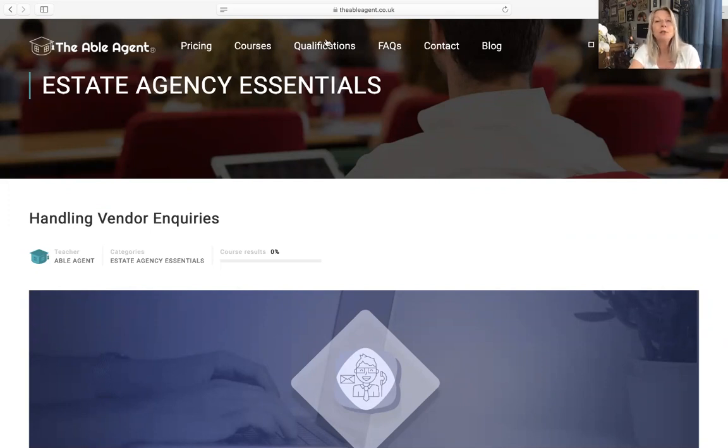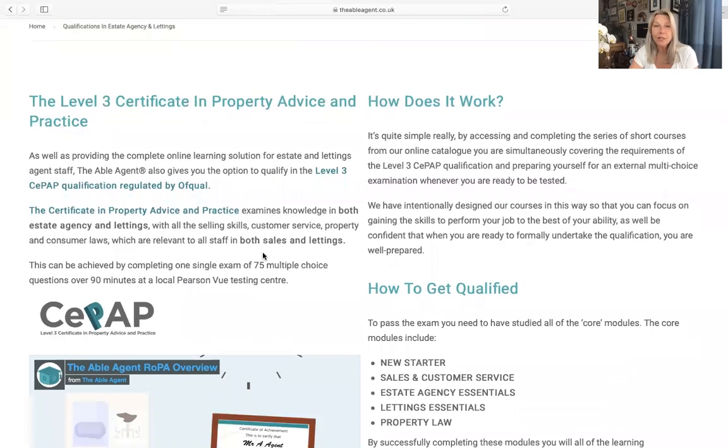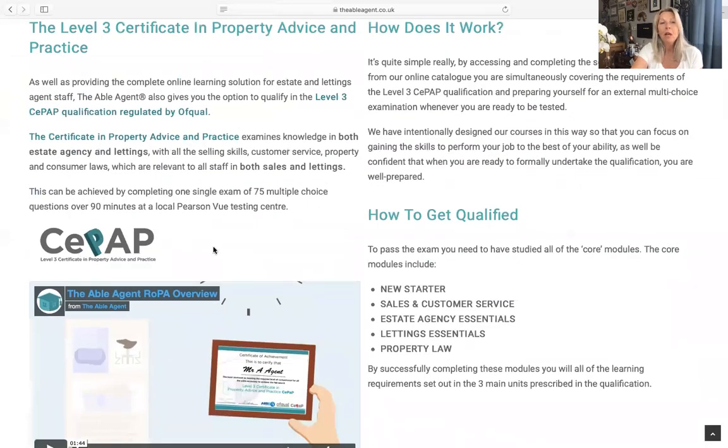So in terms of the actual qualification that I've mentioned, we have a level 3 certificate in property advice and practice. We call it CePAP. It's written with ABBY, the awarding body of the built environment, who you may be familiar with for some of the property NVQs and also the domestic energy assessor qualifications when HIPs were in place back in the day.